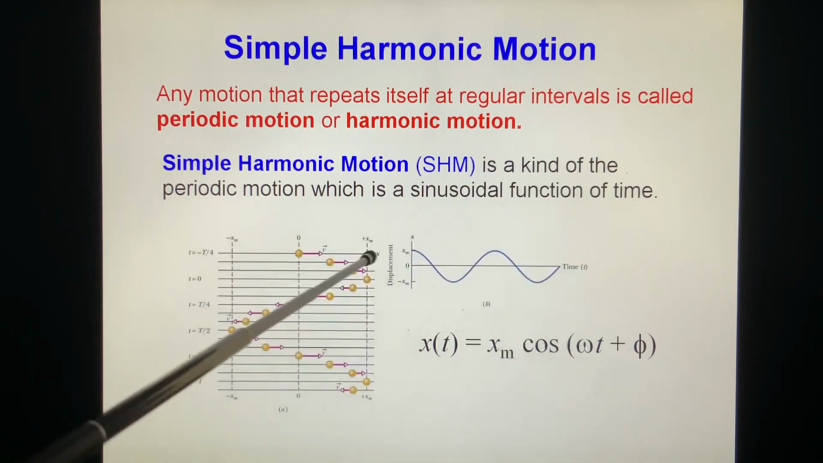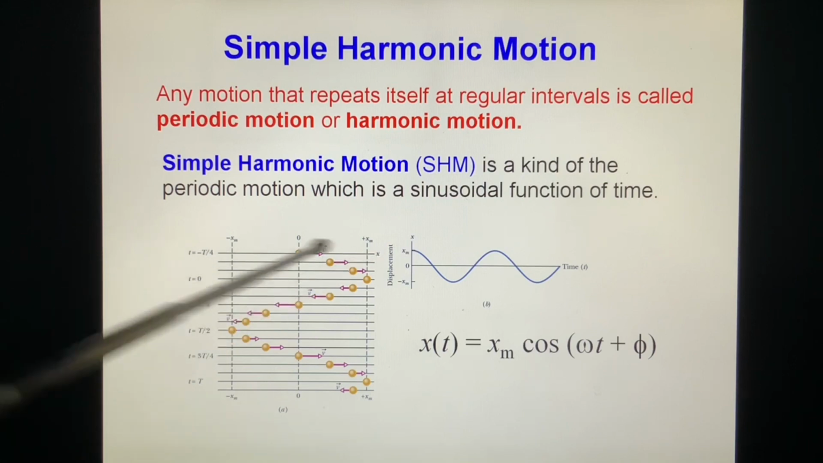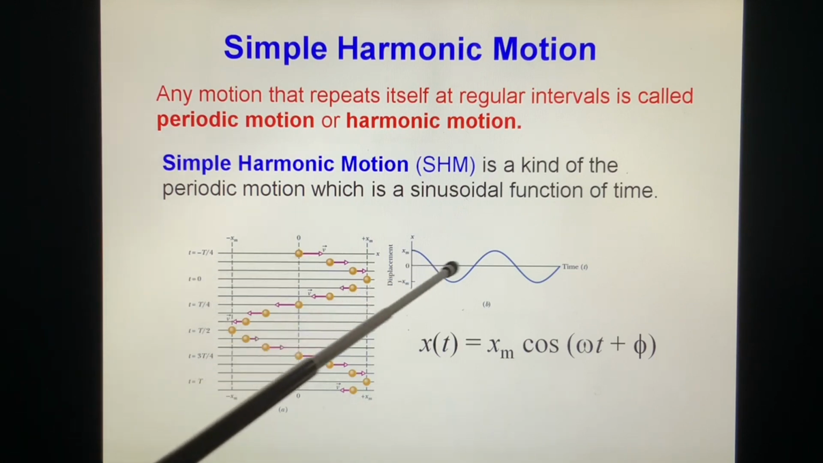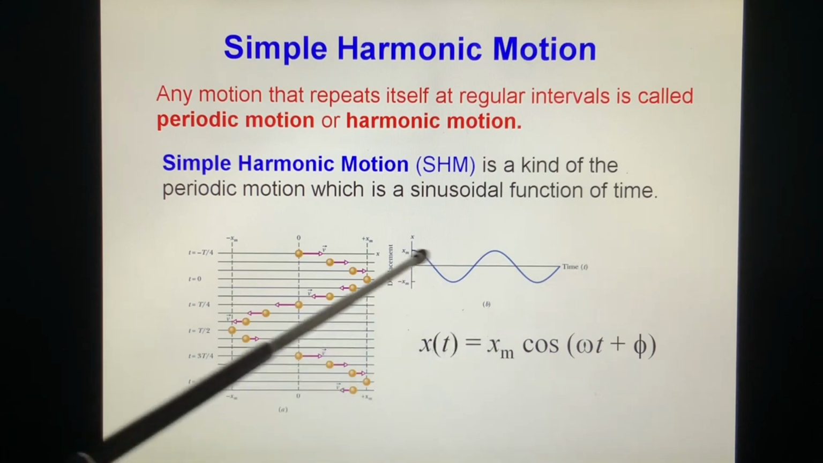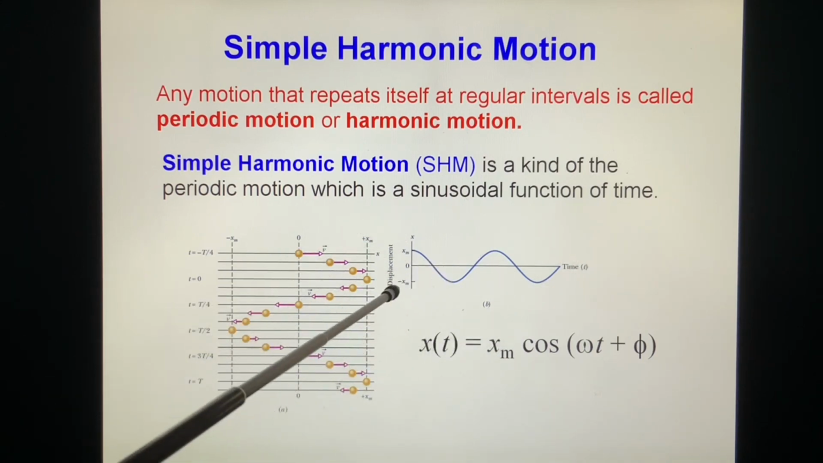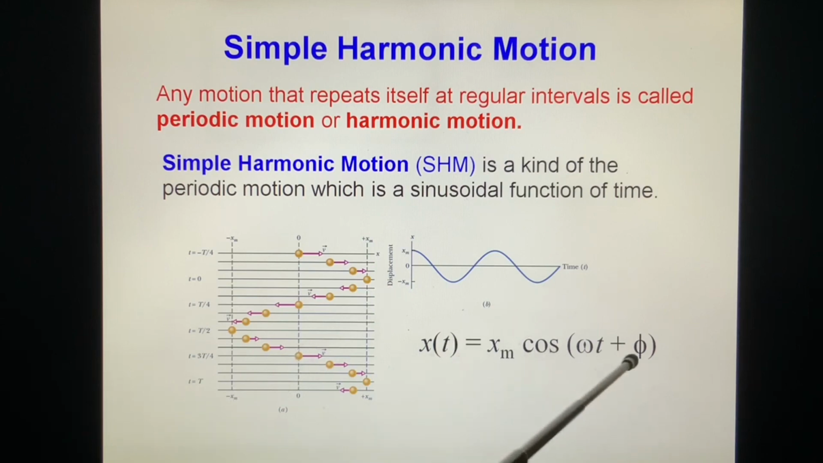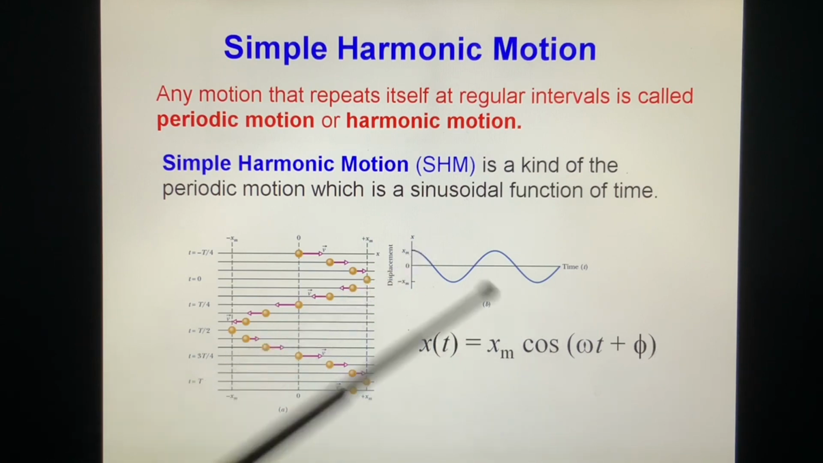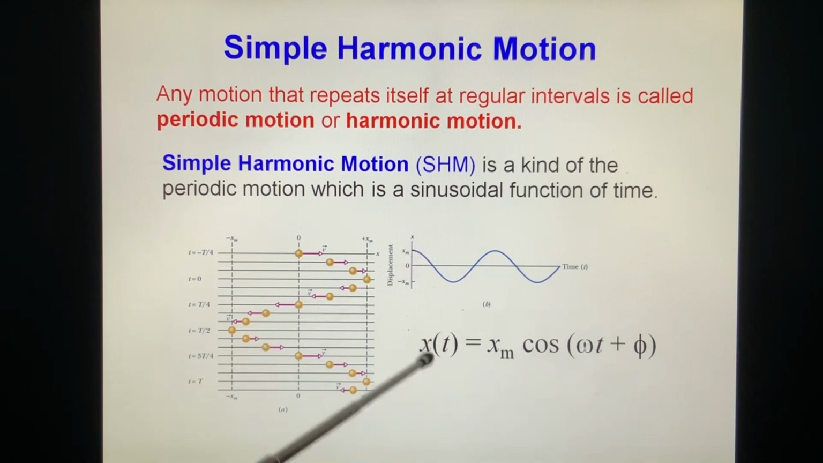If the particle vibrates back and forth, and we extend it in time, we find a curve like this one. And if we turn it 90 degrees, we get this one. This is time, this is x, okay? In this case, the phi in the cosine is 0. Why? Because at t equal to 0, x equals xm, that means the phase is 0, okay?